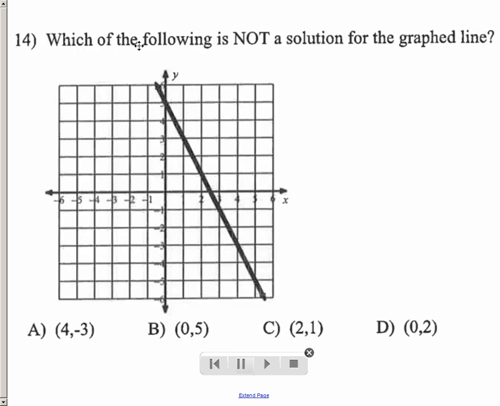Now these, it says, you got to read the question, which of the following is not a solution? That means 3 of these are a solution and 1 of them is not. That means 3 of them will be on this line and 1 will not. So here's 4, -3. 0, 5, and here's 2, 1. So these 3 are on the line. That means this one's not going to be on there. 0, 2 is sitting off the line, so D is not the solution because it's not on the line.